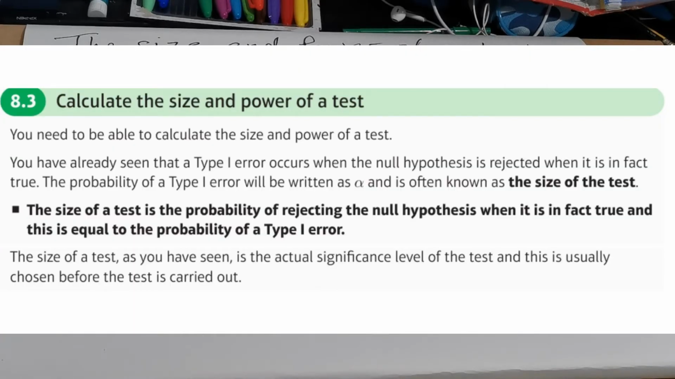You have already seen that a type 1 error occurs when the null hypothesis is rejected when it is in fact true. The probability of a type 1 error is written as alpha, and it's often known as the size of the test. The size of a test is the probability of rejecting the null hypothesis when it is in fact true, and this is equal to the probability of a type 1 error. The size of a test, as you have seen, is the actual significance level of the test, and this is usually chosen before the test is carried out.